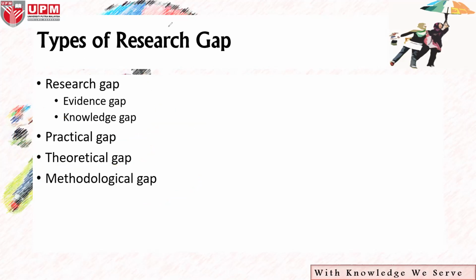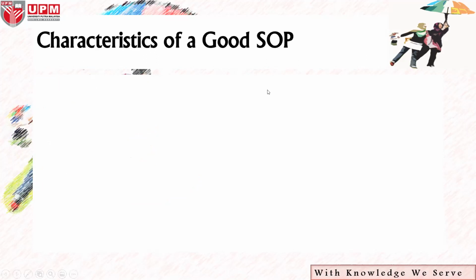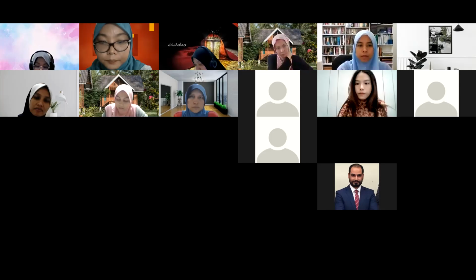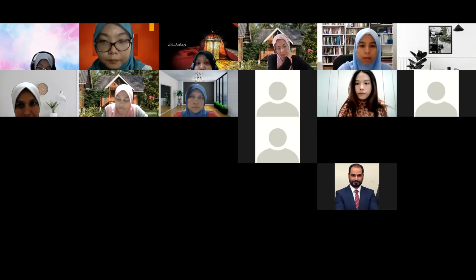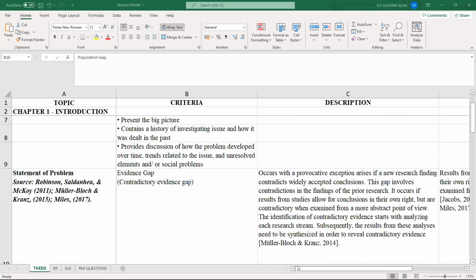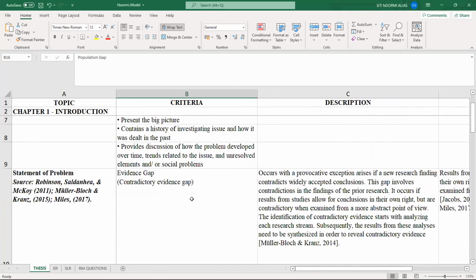Okey, ni saya bagi beberapa contoh tuan. Sini. Sini tak ada. Ni ada beberapa contoh.